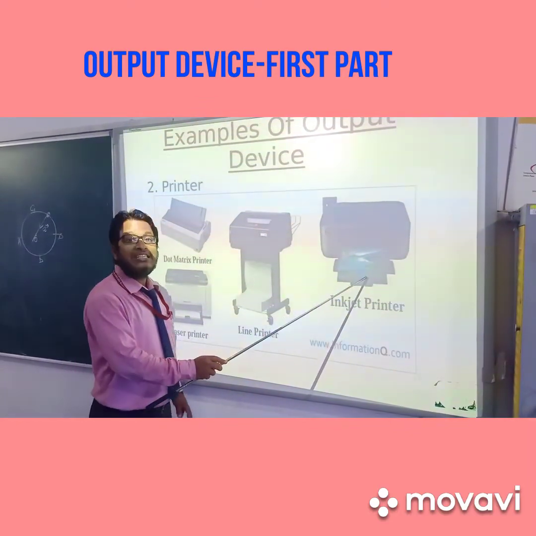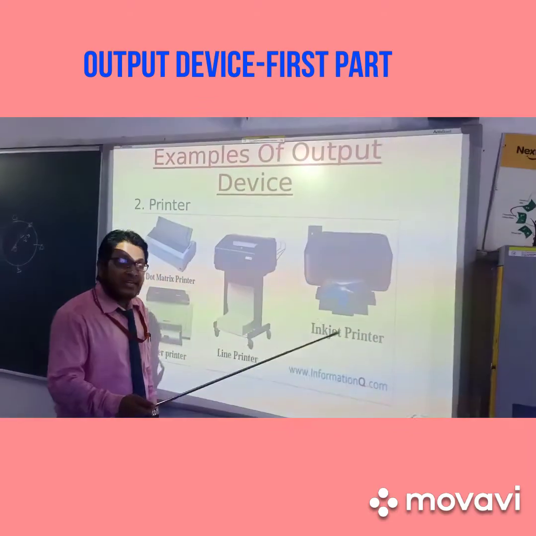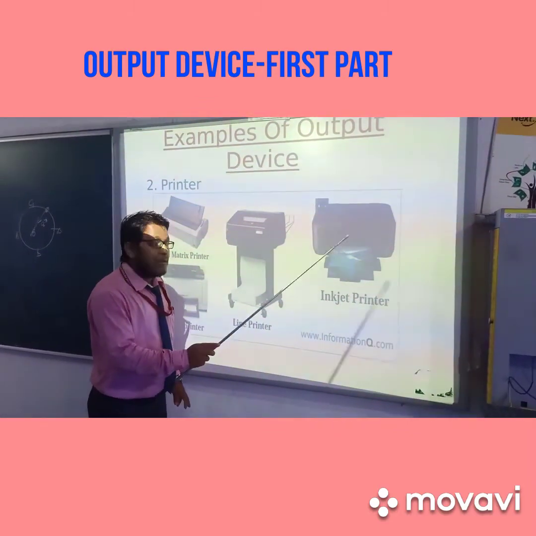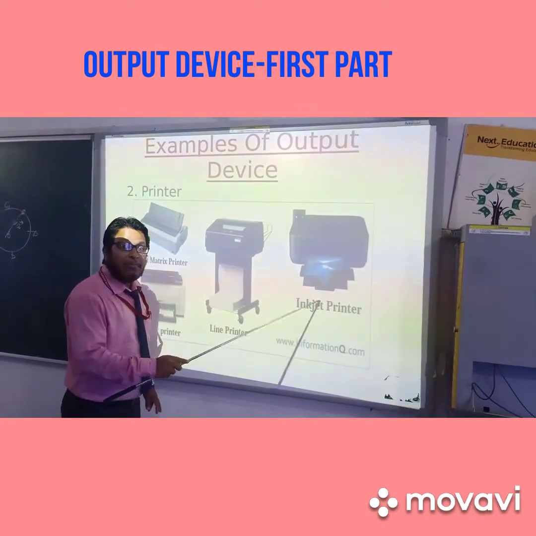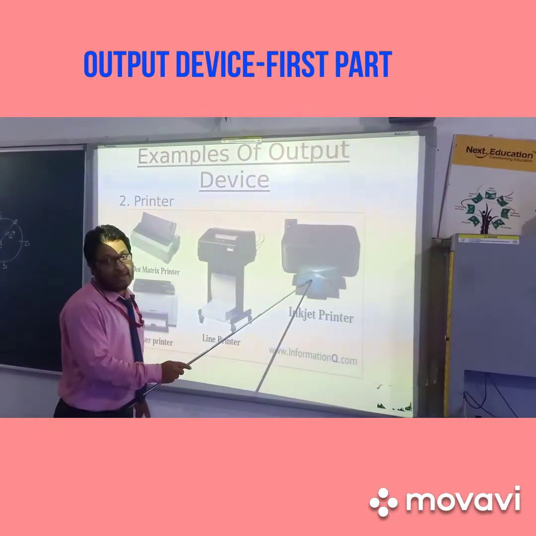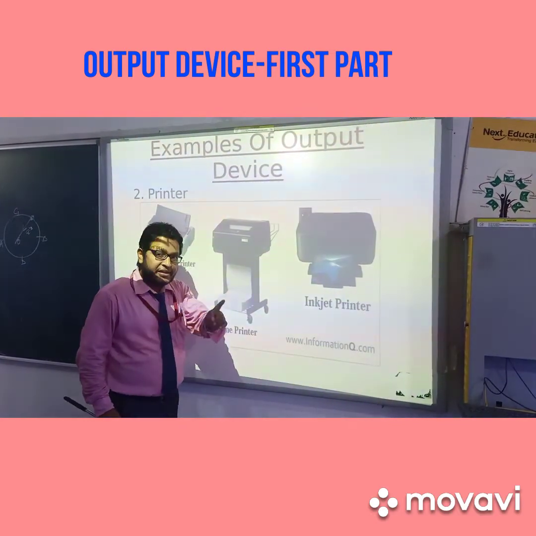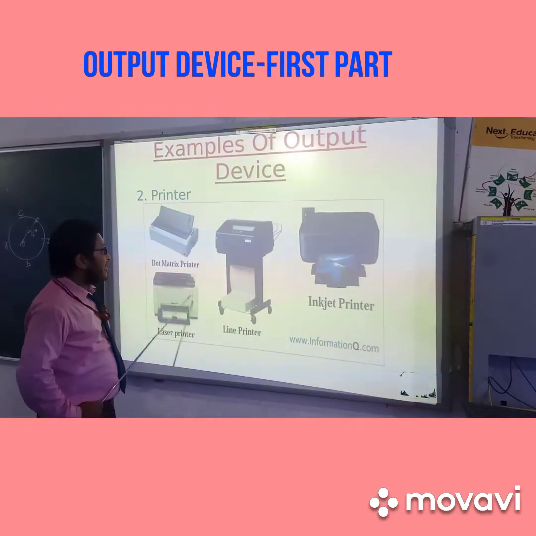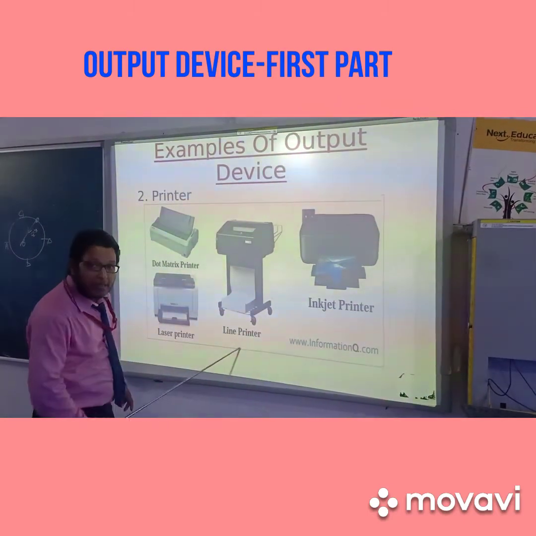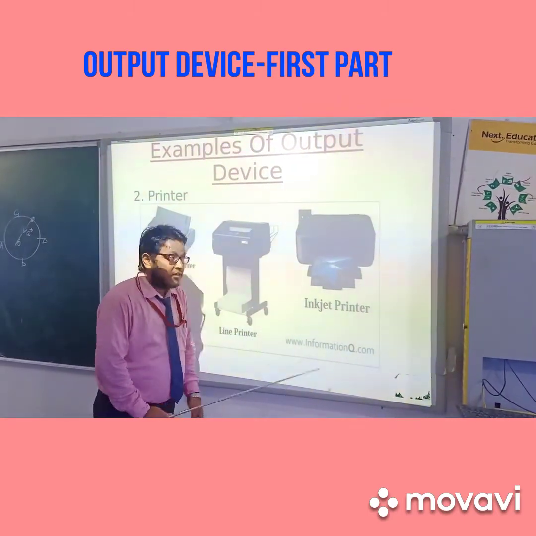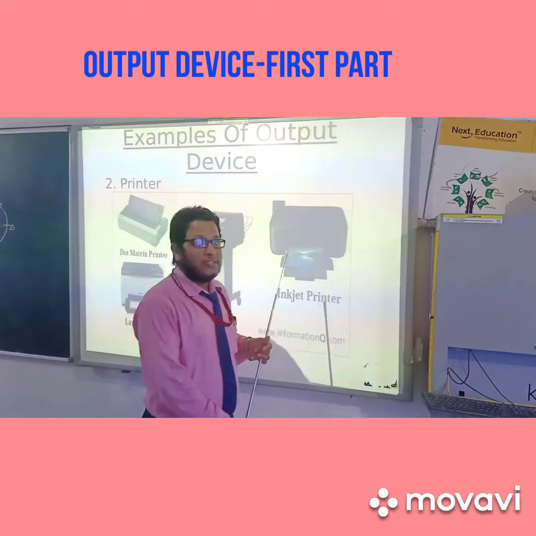But in the case of an inkjet printer, in 1 minute you can print 1 page for color printing. It will make 5 to 6 pages in black printout. But in a color printer, 1 page per minute. So in this way, we have explained the different types of printers. Is that clear?